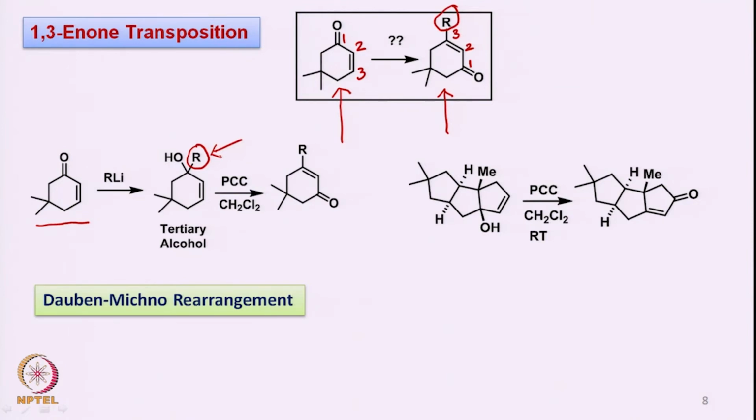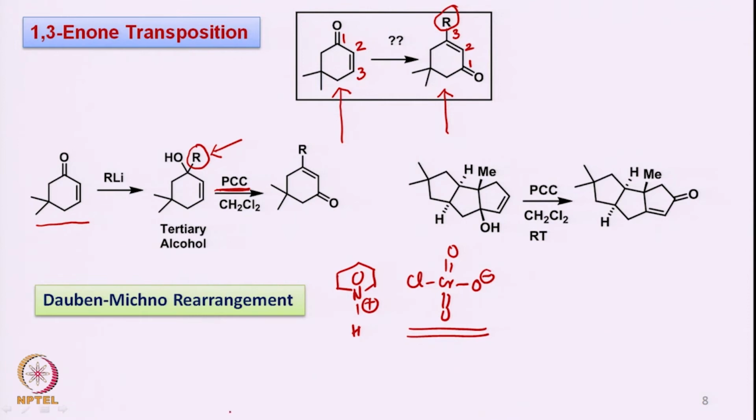So, now this allylic alcohol, which is a tertiary allylic alcohol, when it is reacted with, say, PCC, which is pyridinium chlorochromate, what happens is that it forms an intermediate where the tertiary alcohol reacts with the electrophilic chromium here.